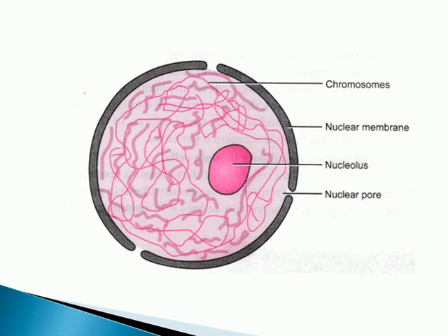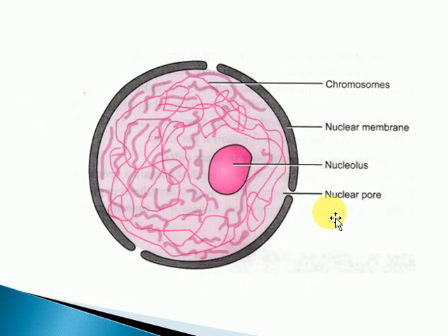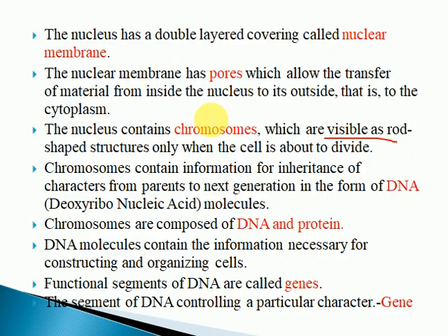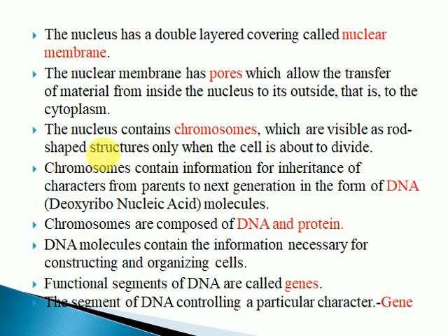Now let us read what is written in NCERT. The nucleus has a double layered covering called the nuclear membrane, and it has pores. And why does it need to have pores? So that the transfer of materials can take place from outside to inside and from inside to outside. That is why it needs the nuclear pores. The nucleus contains chromosomes which are visible as rod-shaped structures.